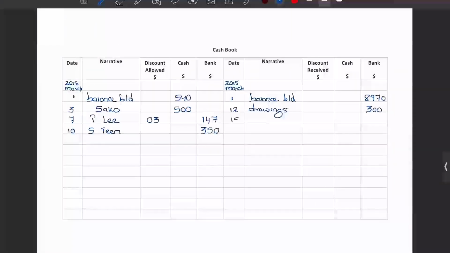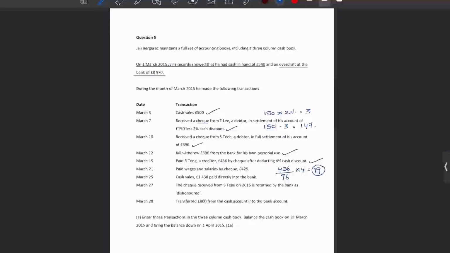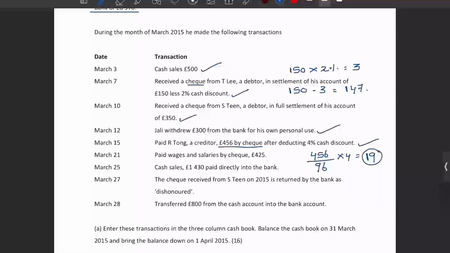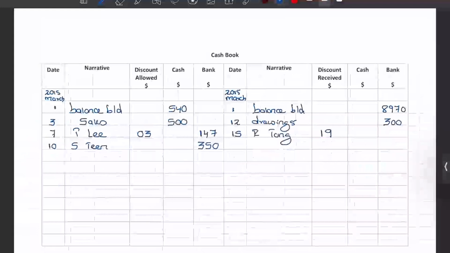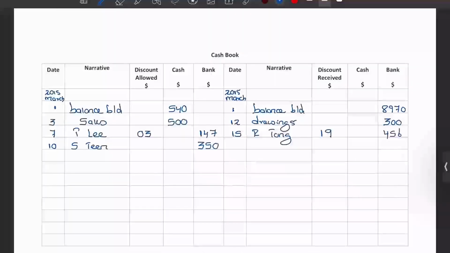Whom do you pay? Tom. How much was the discount? No, you calculated 19. 19 is the value of the discount. How much did you pay? 456. This is the paid amount. You paid 456 by check. So enter the entire 456 in your bank account. So when you pay 456 by check, money in the bank will reduce by 456. So you enter 456 there.